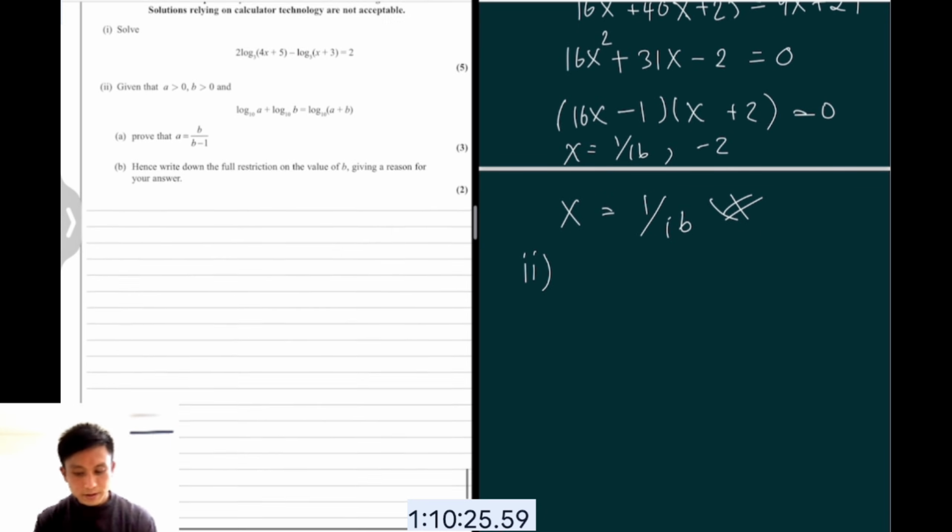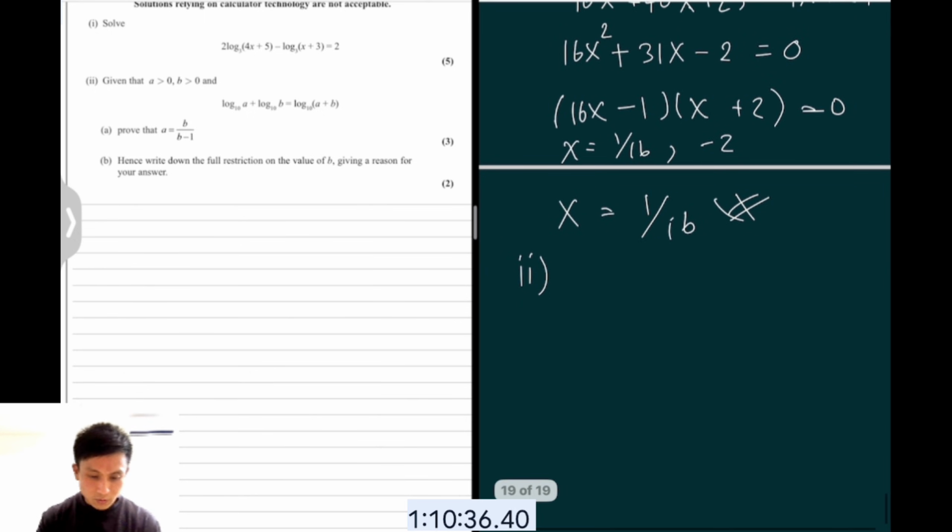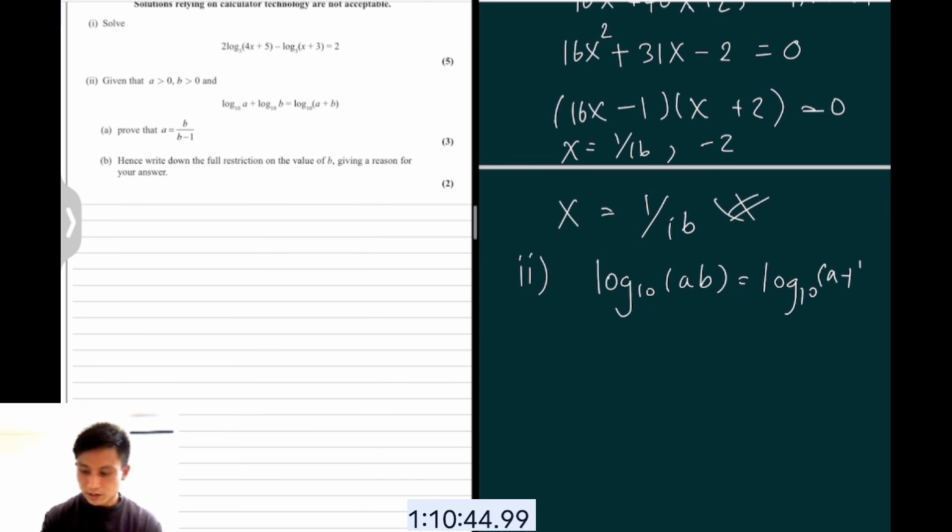Given that a greater than 0, b greater than 0, and that... it sort of seems like we have to prove from the algebra there. So from the first line we can merge the a and the b, we get log 10 of ab equals log 10 of a plus b. So that means ab equals a plus b.